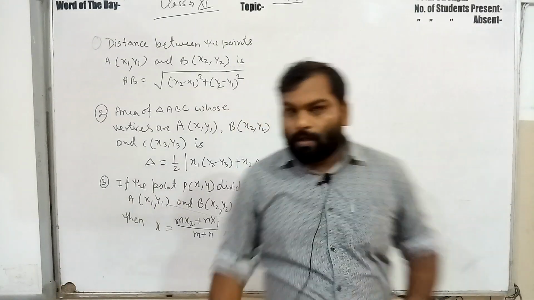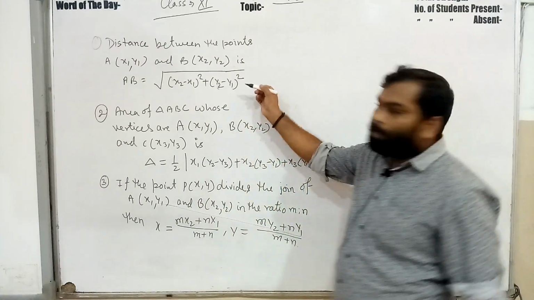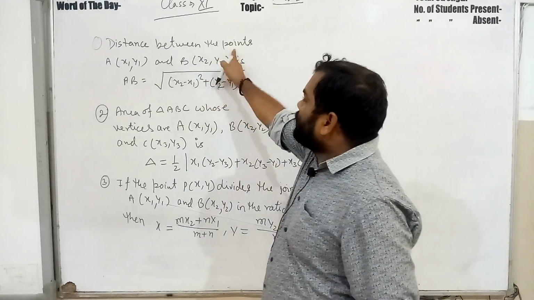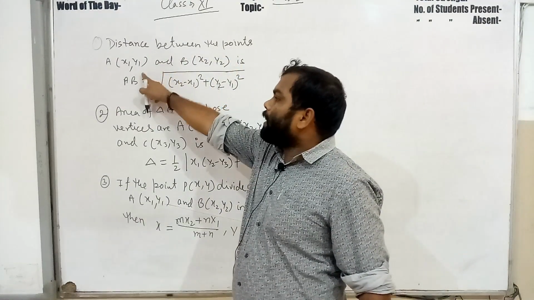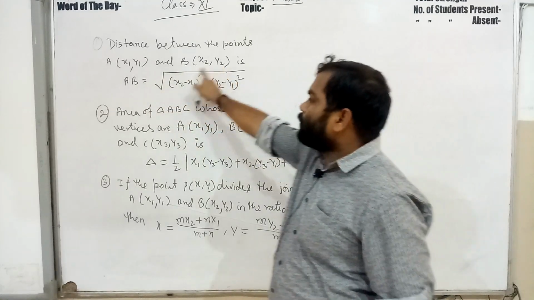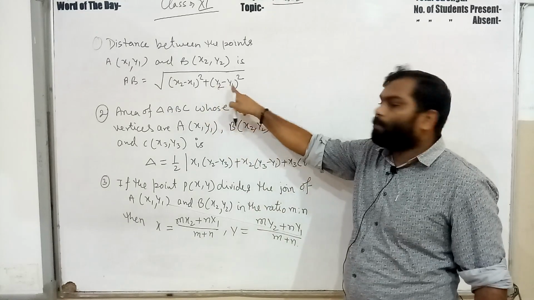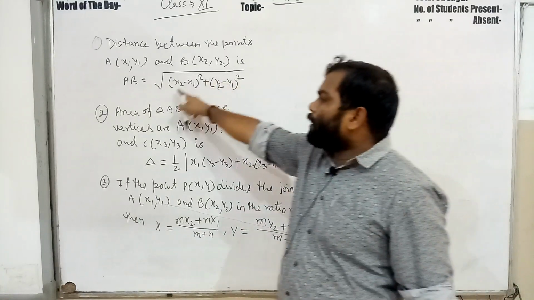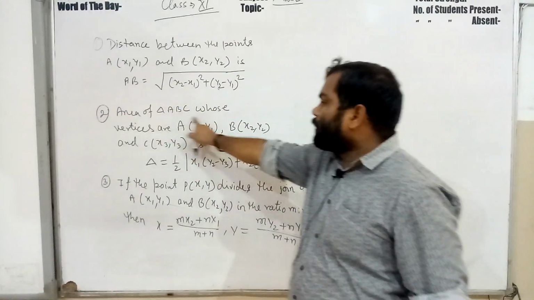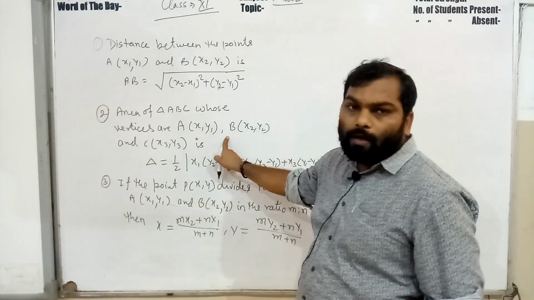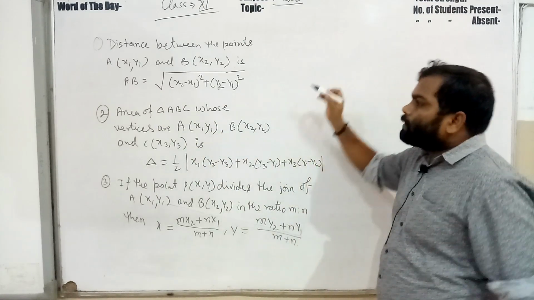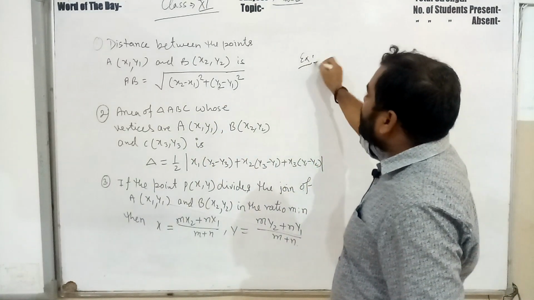Okay students, in the last class we have learned that the distance between the two points A(x1, y1) and B(x2, y2) is given by AB equals the square root of (x2 minus x1) squared plus (y2 minus y1) squared. And then the area of the triangle whose vertices are given. Let us discuss it with an example.